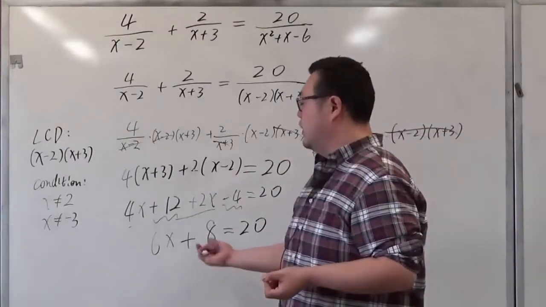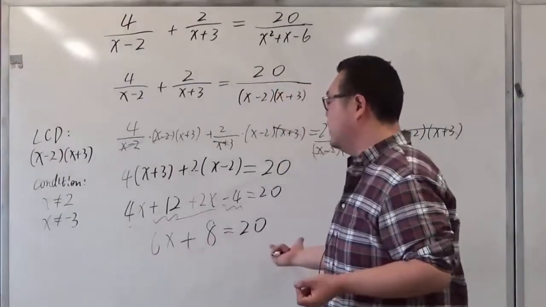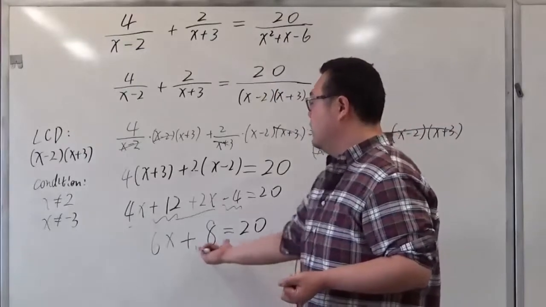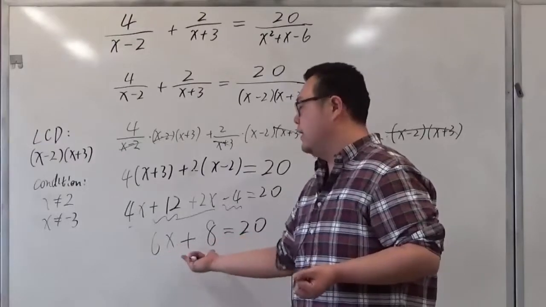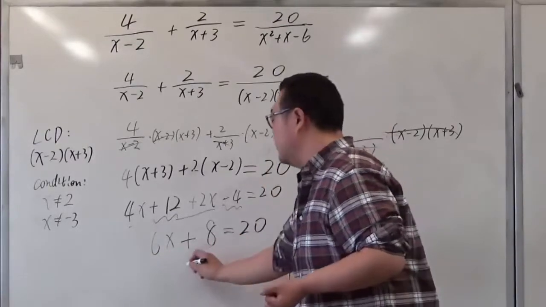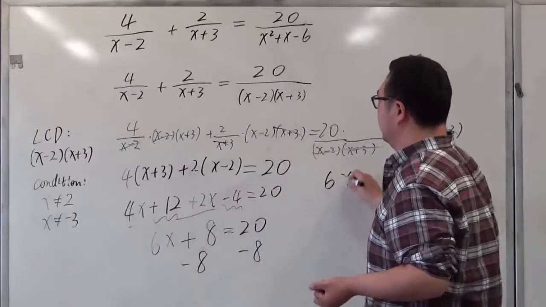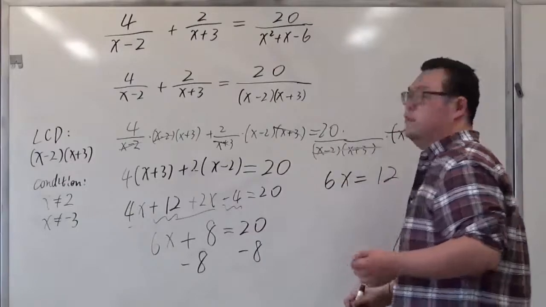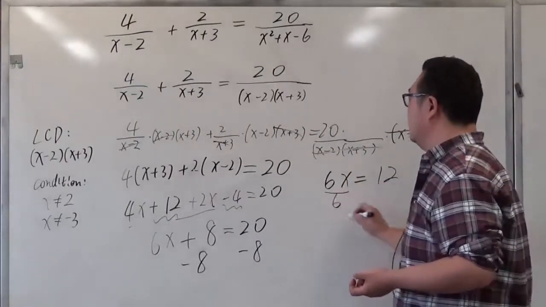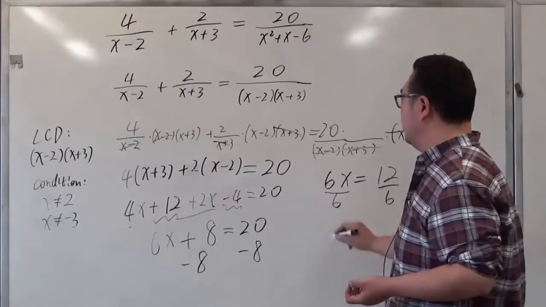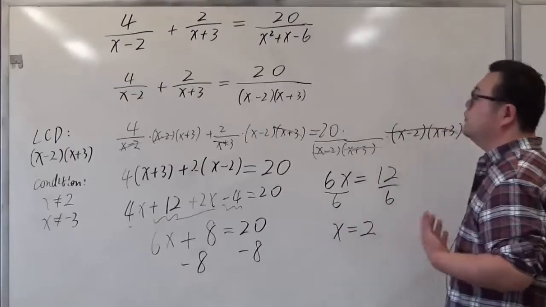Then we see x is the only variable on the left side, and on the right side we don't have the variable. Therefore we take the number to the other side. Here we just subtract 8 and get 6x equals 12. Now it's good enough, so we divide by the coefficient of x in front. We get the possible solution x equals 2.